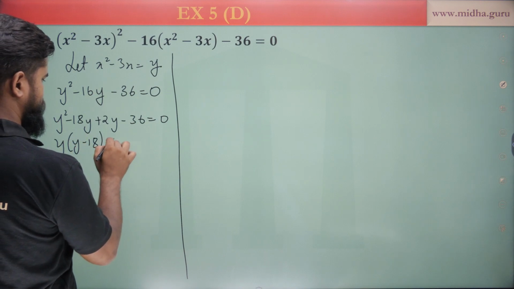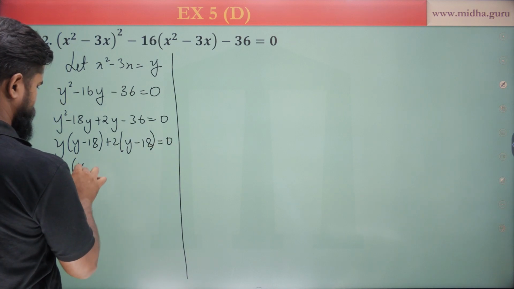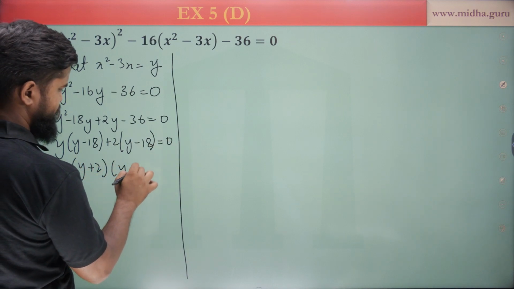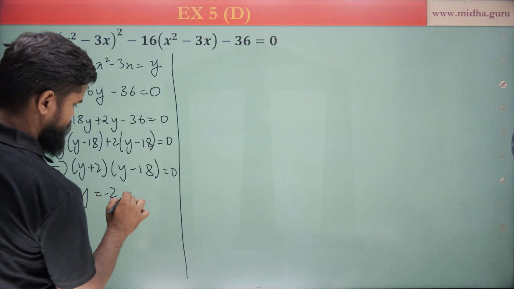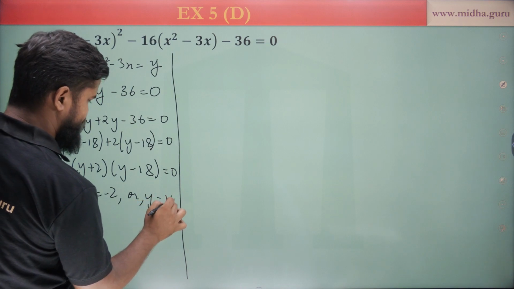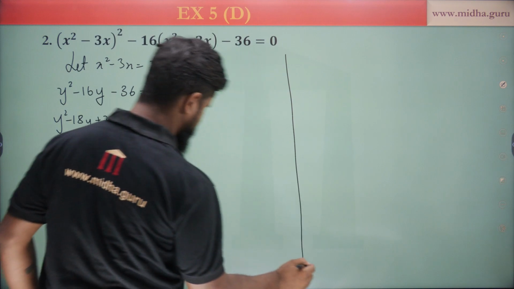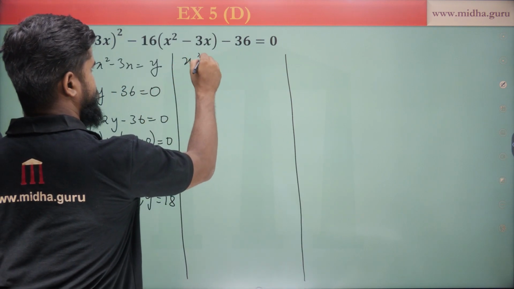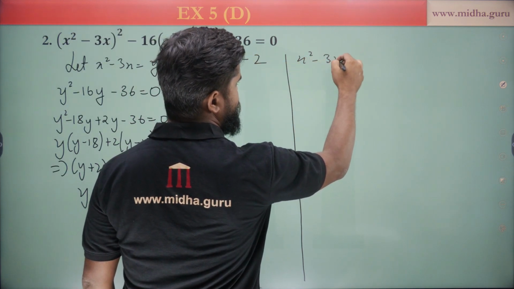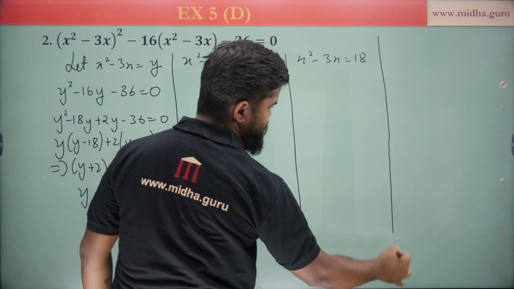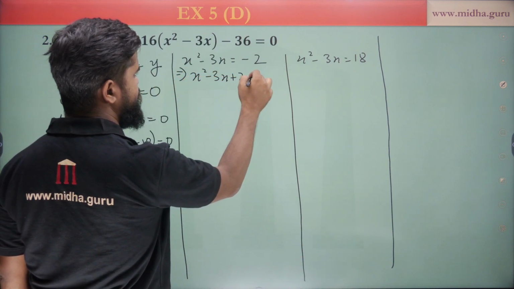So y minus 18 plus 2 into y minus 18 equal to 0. So y plus 2 into y minus 18 is equal to 0. By the zero product rule, y is either equal to minus 2 or y is equal to 18. Now we took y to be something. So we get x squared minus 3x is equal to minus 2, or x squared minus 3x is equal to 18. Solve these equations separately, we will get x squared minus 3x plus 2 is equal to 0.